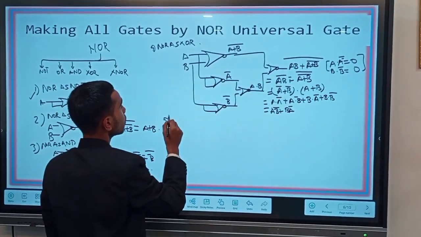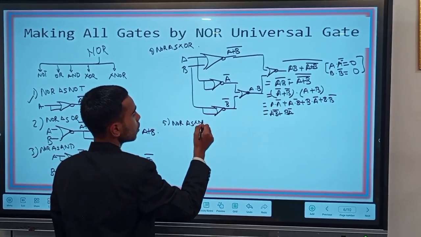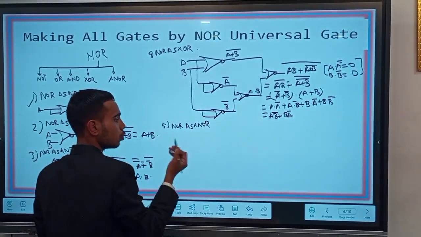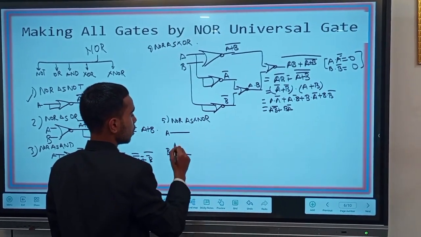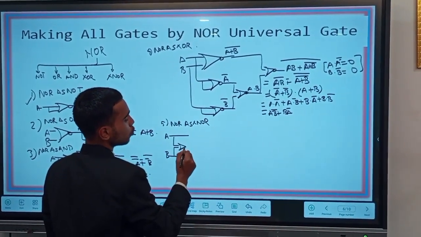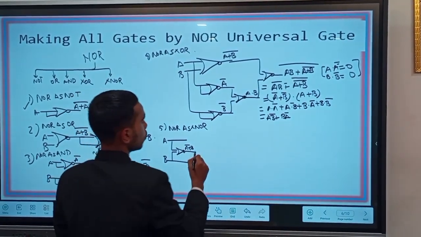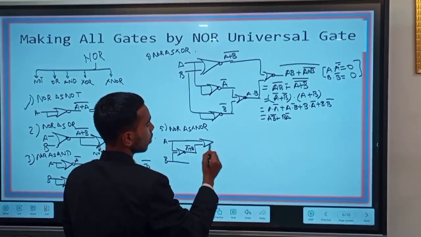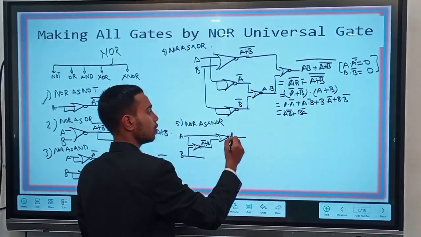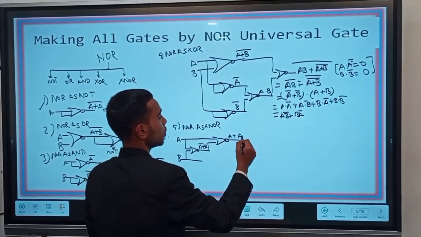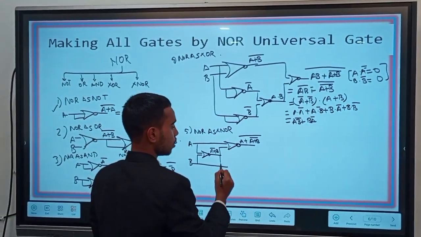Now we are going to make NOR gate as XNOR. For this, we are going to take two literals A and B. Now we send two inputs to a NOR gate. So here is A plus B whole complement. Now this is given as input to one NOR gate. It will become A plus B whole complement like this, and then to this.